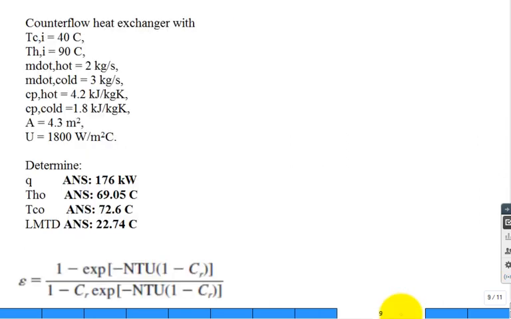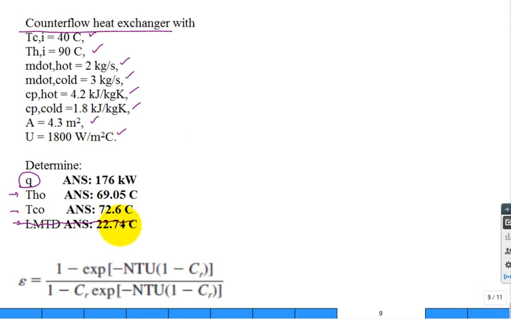Okay. So, step back and say, I want you to solve a concentric tube counterflow heat exchanger. These are the inlet hot and cold temperatures, the mass flow rates, the specific heats, the area, the overall heat transfer coefficient, and calculate Q. Calculate the hot outlet, cold outlet, and then the log mean. You don't really need this using the effectiveness NTU method, but it's nice to compare it.